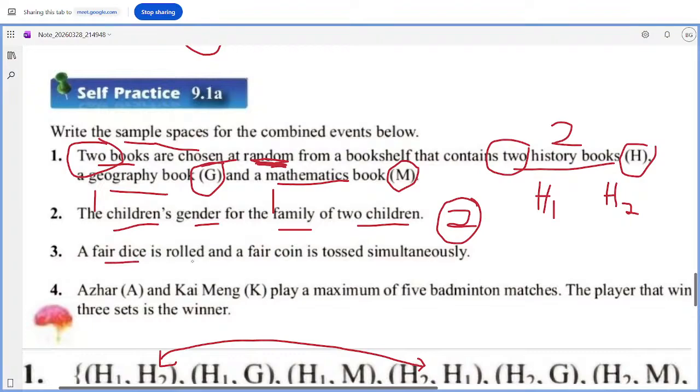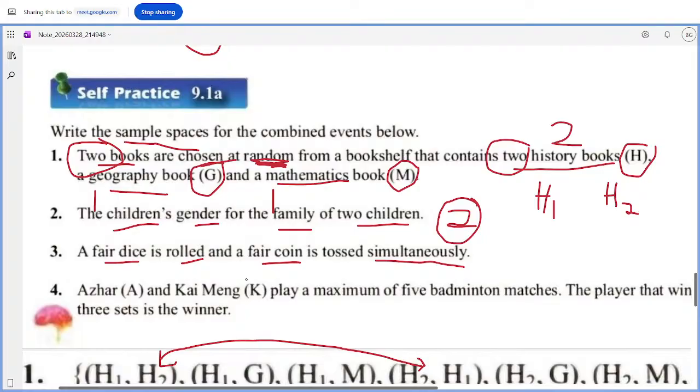They say a fair dice is rolled and a fair coin is tossed simultaneously. Simultaneously means what, guys? Do you all know? In maths, you guys solve simultaneous linear equations. Yeah, simultaneous means same time. Happen at the same time. So yeah, fair dice and fair coin.